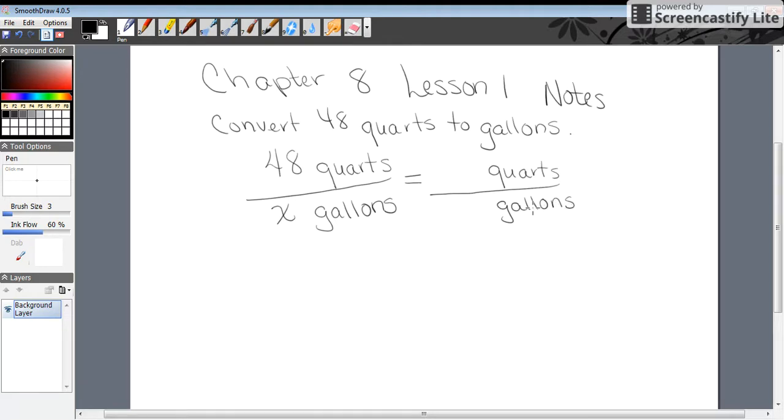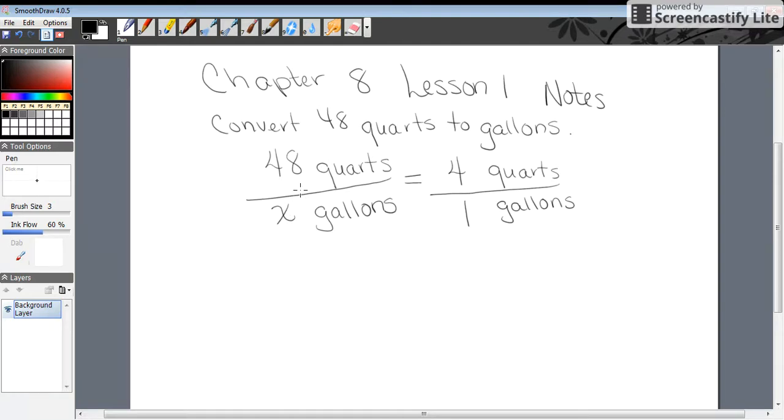All right, so we're going to set up that second ratio then. Use the information that is given on that page 342 in your table. So we know that 4 quarts equals 1 gallon. Like I said, we got that from the table. All right, now you are going to just solve it like a regular proportion.